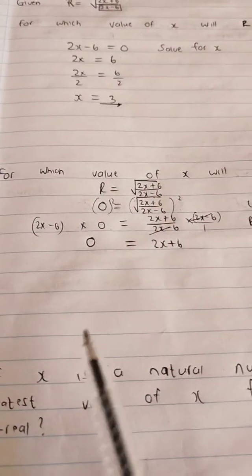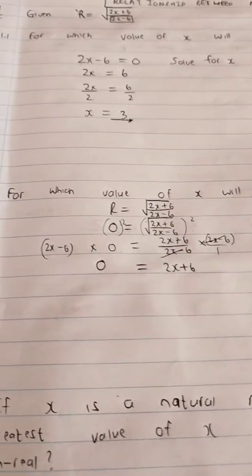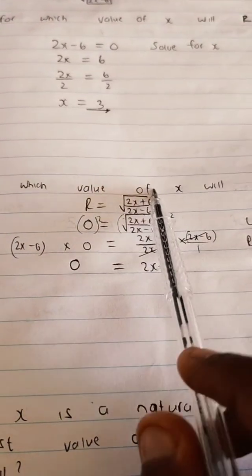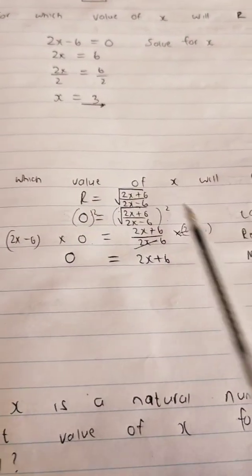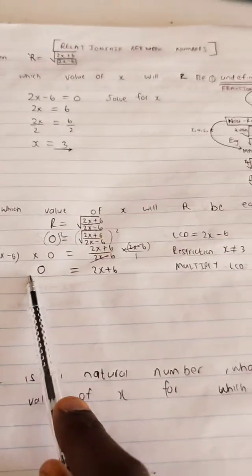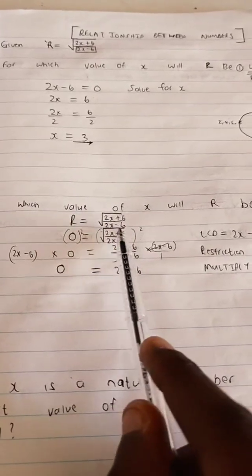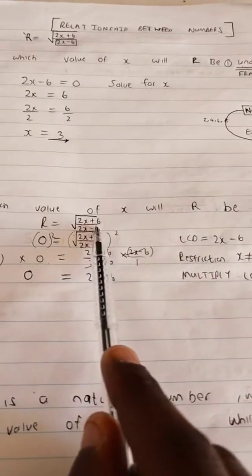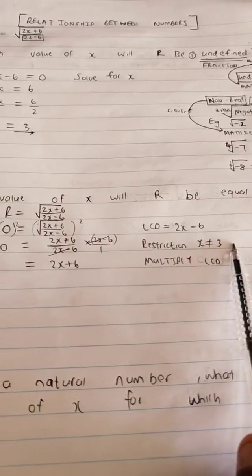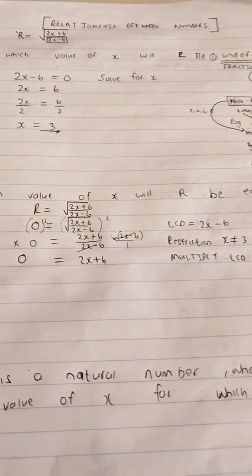So what that leaves us with is 0 is equal to 2x plus 6. As my good friend in the comment section said, Khalifa, in this particular scenario, we could simply take the numerator and equate it to 0. Because we know that we need to exclude the value of x that will make the fraction undefined, right? So x cannot be 3.